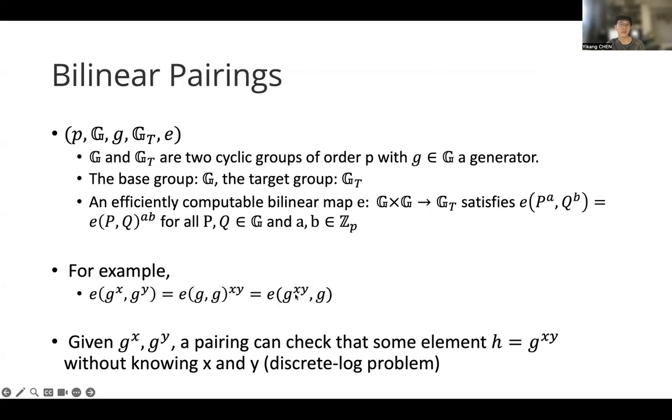So basically, this bilinear pairing gives us a tool to verify the product relationship in the exponent of the computation, but not in concrete number values. Note that using pairing, we still cannot break the computational Diffie-Hellman assumption. We cannot compute g to the xy directly.